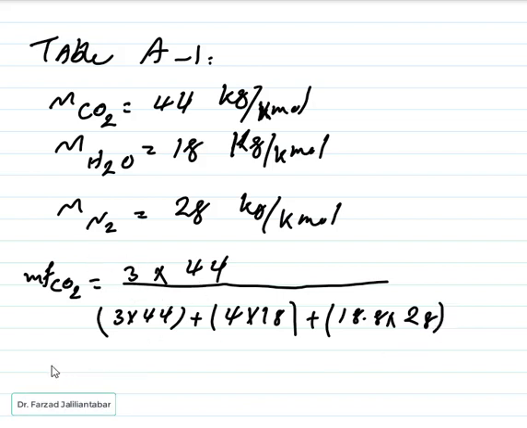By calculation you will find the mass fraction of CO2 as this much, 0.18 almost, or 0.181, the mass fraction of CO2. So we have this for the part A.